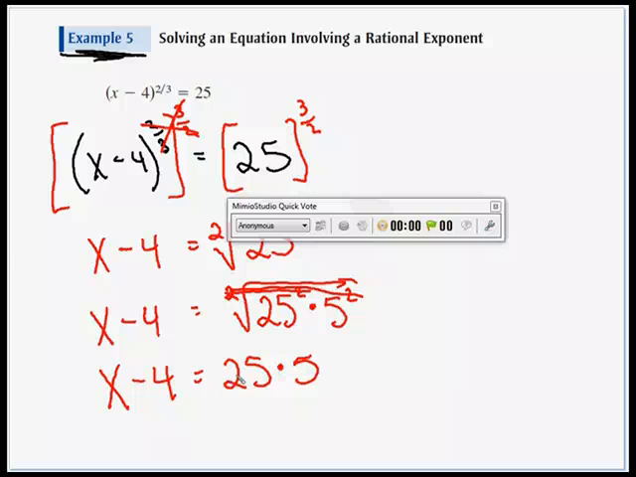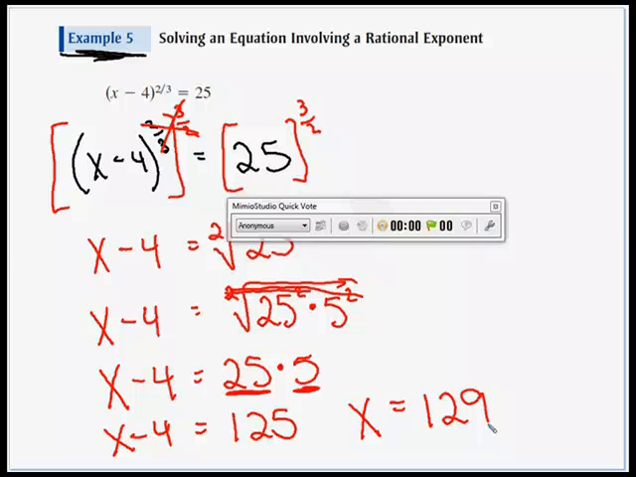And then 5 times 25 is 125. This thing, you got quarters and you got 5 of them. That's $1.25. And x minus 4 is equal to that. So when we add 4 to each side, we're going to get x equals 129.